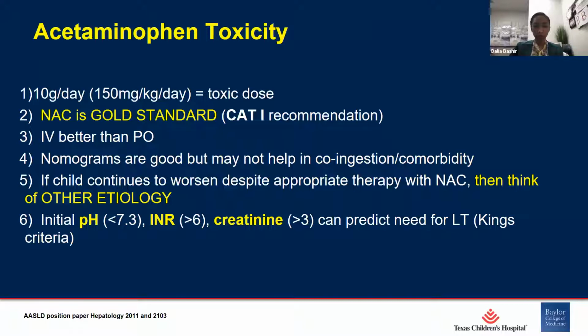As we know with acetaminophen, the hepatic glutathione is depleted, and this results in hepatocellular injury, with central lobar hepatic necrosis being the pathognomonic finding on liver biopsy. Any dose of 10 grams per day or 150 milligrams per kilo per day is considered toxic dose. And usually the treatment is N-acetylcysteine, and that's the gold standard with a category 1 recommendation. We prefer IV over the PO route. And if the patient doesn't seem to be improving, we usually try to consider any co-ingestions as a possibility as well.